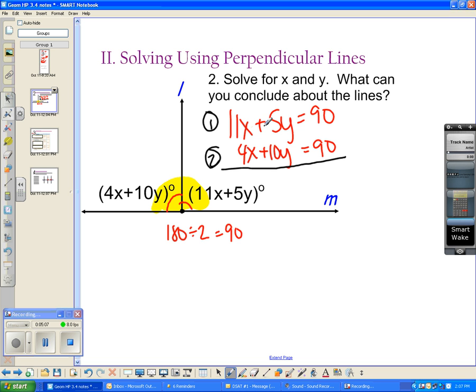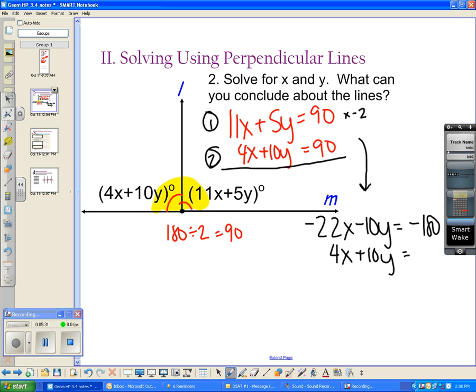Well, none of the coefficients are the same. So if I multiply this top one by -2, then I could eliminate the y's. So I'm going to do that over here. 11 times -2 is -22x, 5 times -2 is -10y, and 90 times -2 is -180. I'm going to leave this bottom one the same: 4x plus 10y equals 90. Then we're going to eliminate, so I'm going to add. These cancel out, and now I'm left with -18x equals -90, and then if I divide, 90 divided by 18, I get that x equals 5.